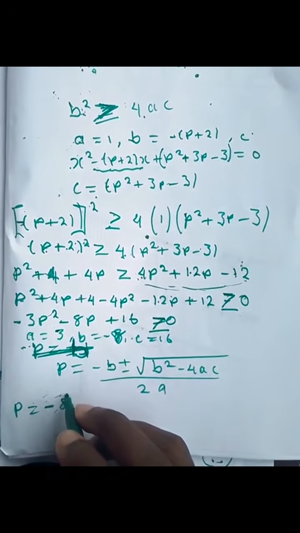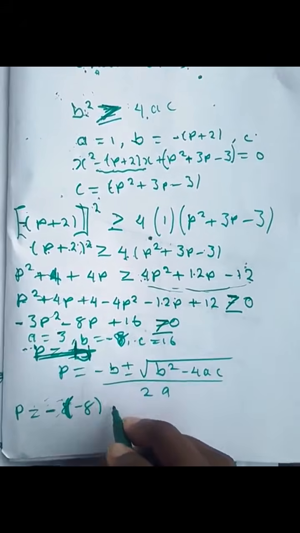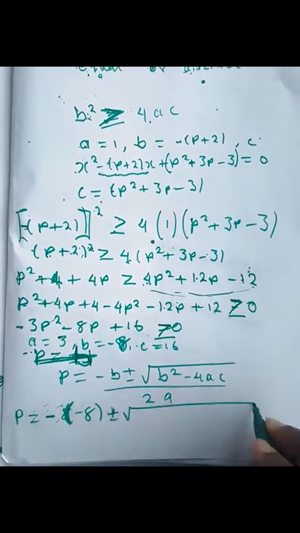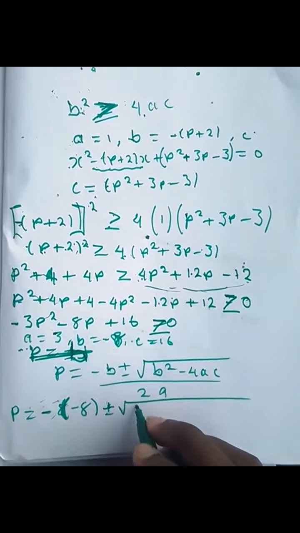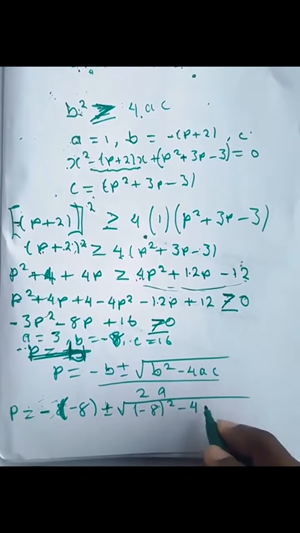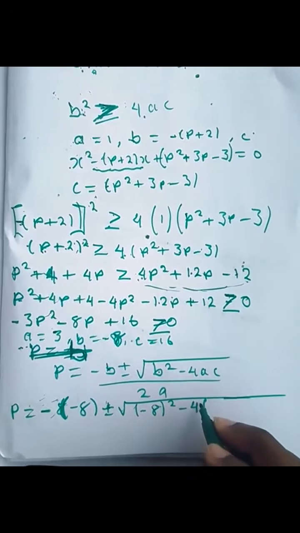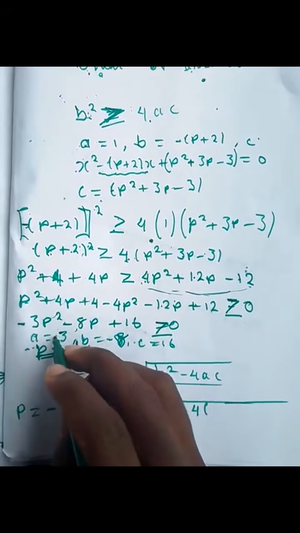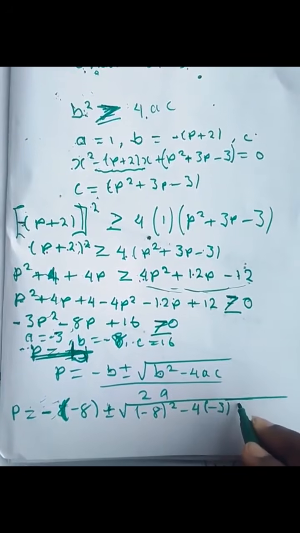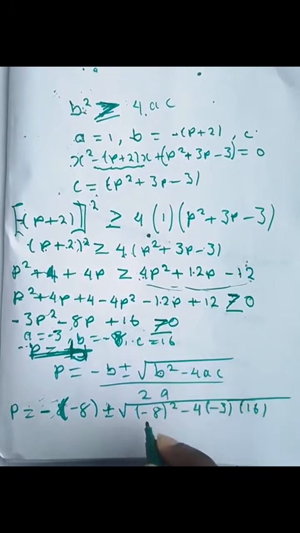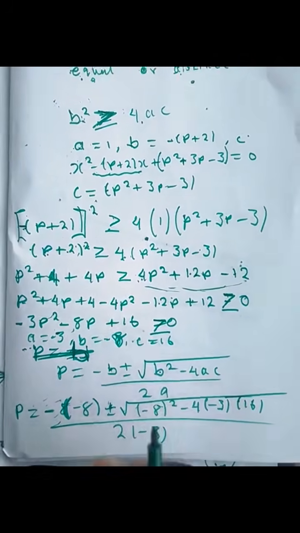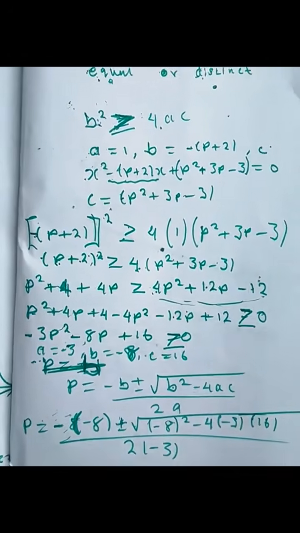Okay, let me do this. Negative 8. We say plus or minus. So where there's b, I'll put negative 8 as well. Power 2 minus 4. Where there's a, I'll put, what is a? A is negative 3, right? Negative 3. And what is our c? Our c is 16. 2a. Where there's a, I'll put negative 3. So just solve this. And now listen carefully.